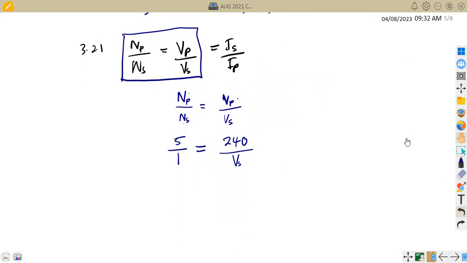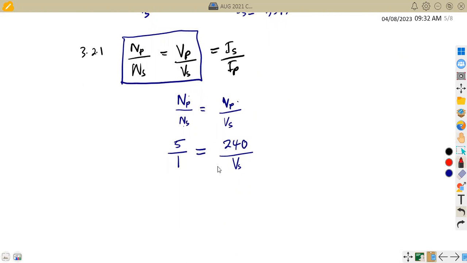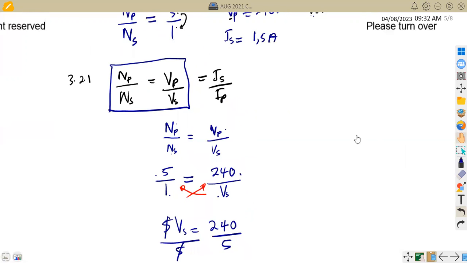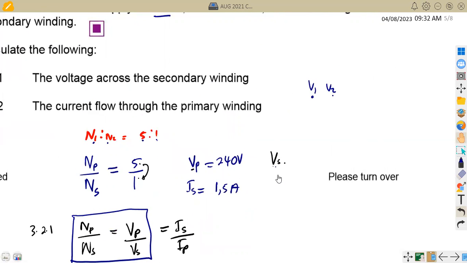From cross multiplication we can find the value of VS. That is 5 times VS, which is 5VS, equals 1 times 240, which is 240. To find VS, we divide by 5 on both sides. So 240 divided by 5 is 48 volts. We've got the voltage on the secondary side of the transformer.